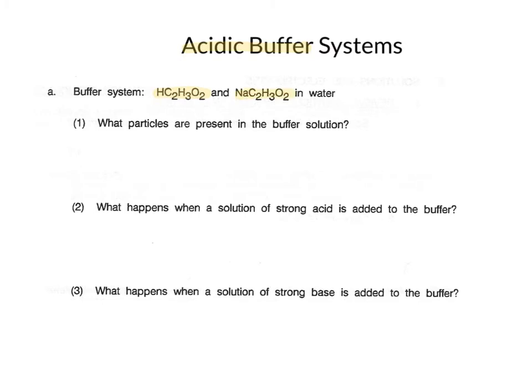First, we ask what particles are actually present in the buffer solution. Recalling that weak acids are mostly going to be found as molecules with very few ions, we're going to write down that it's a molecule. So we're going to write it as HC2H3O2. On the other hand, sodium acetate is ionic and is completely ionized in water, so it's completely separated. And so we'll see sodium ions and acetate ions, C2H3O2 minus.